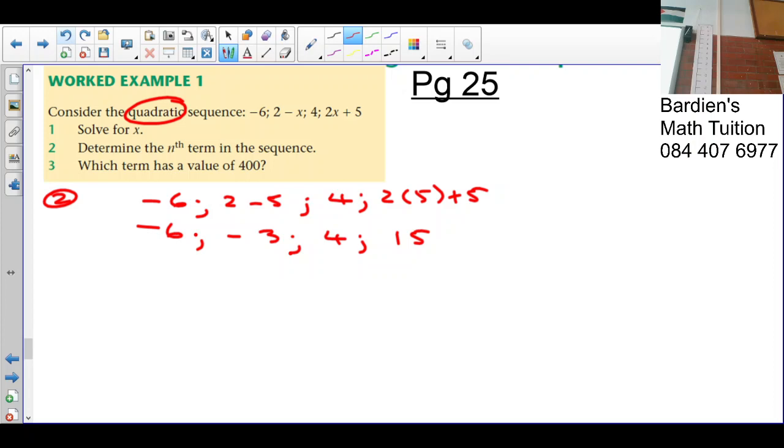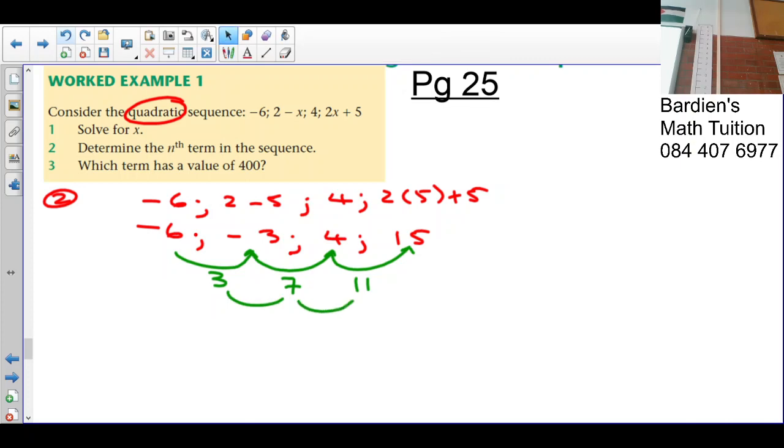Nobody. Okay. So how do I move from one term to the next? You're adding 3. And then 7. And then 11. Not so? Right. So you determine the next term and the next difference.